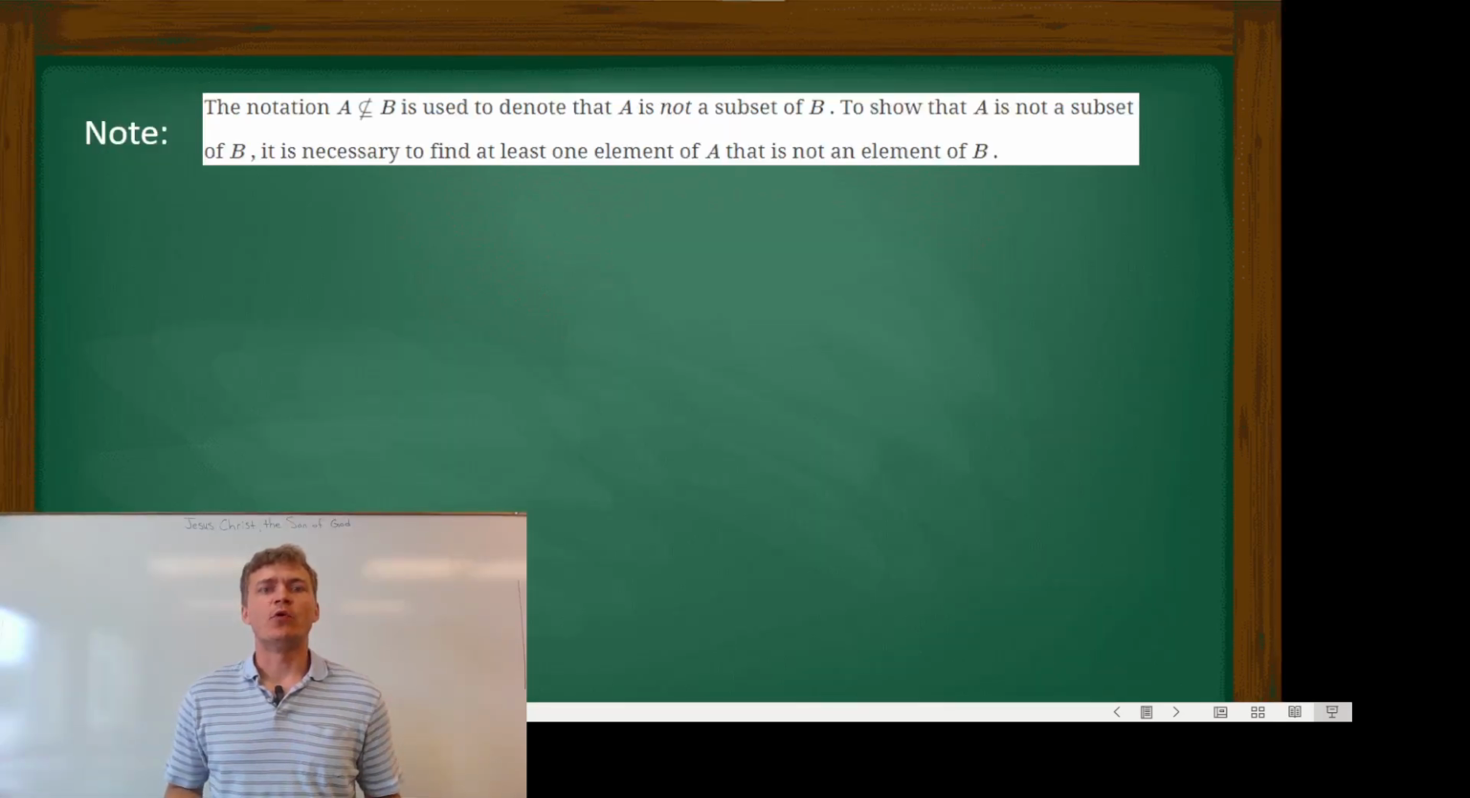Do note that to show that a set is not a subset of a set, think back to the last video where we slashed through our notation that showed that an element belonged to a set. In this case, we read the following mathematical notation: A is not a subset of B, by using the subset notation and placing a slash through it. To show that A is not a subset of B, it is necessary to find at least one element of A that is not an element of B. So we just need to find a counterexample. Find one instance where an element in A is not in B, and you have shown that A is not a subset of B. Let's go to an example.